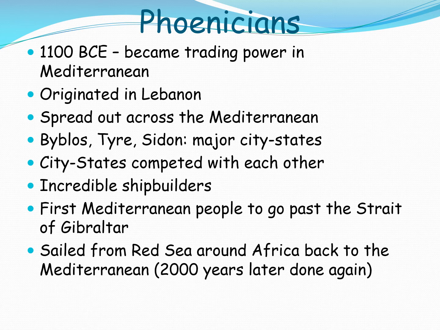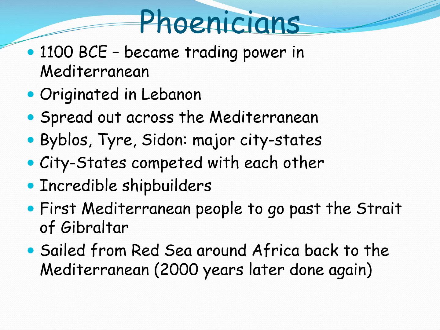The Phoenicians originated in Lebanon, which is on the Mediterranean coast, and from there would spread out all across the Mediterranean Sea. Their major city-states were Byblos, Tyre, and Sidon. So they didn't have an empire. Instead, they would have independent city-states, like our early Sumerians, and these city-states would compete with each other for power. Each city-state wanted to be the wealthiest and most powerful.